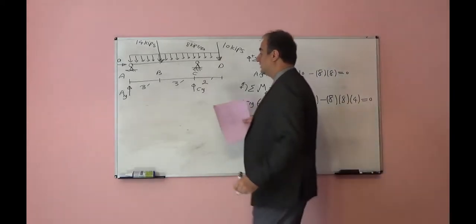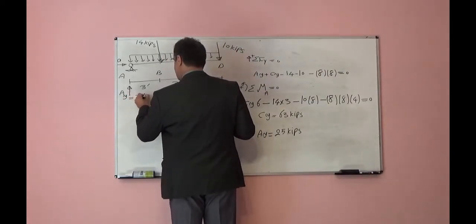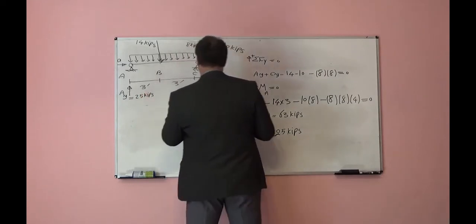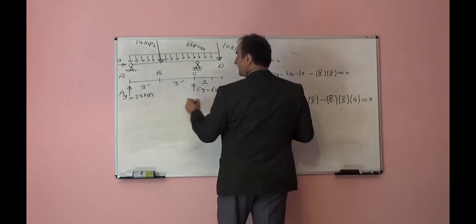So we know Ay is 25 kips, Cy is equal to 63 kips.